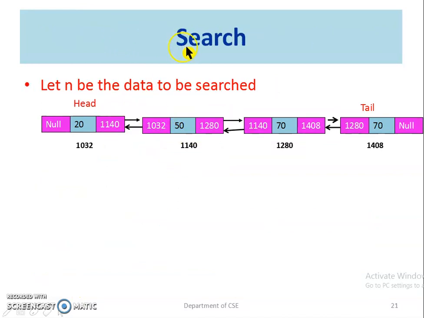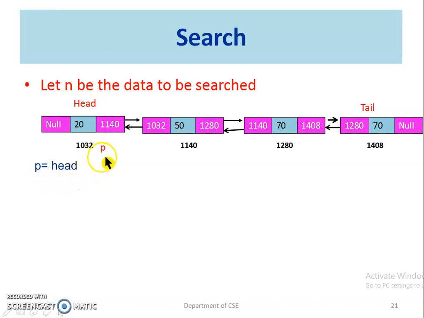Next, let us see the search operation. To search whether a given element is present in the list or not, consider n be the data to be searched in the example list shown. Make use of a temporary pointer p to point to the head initially.